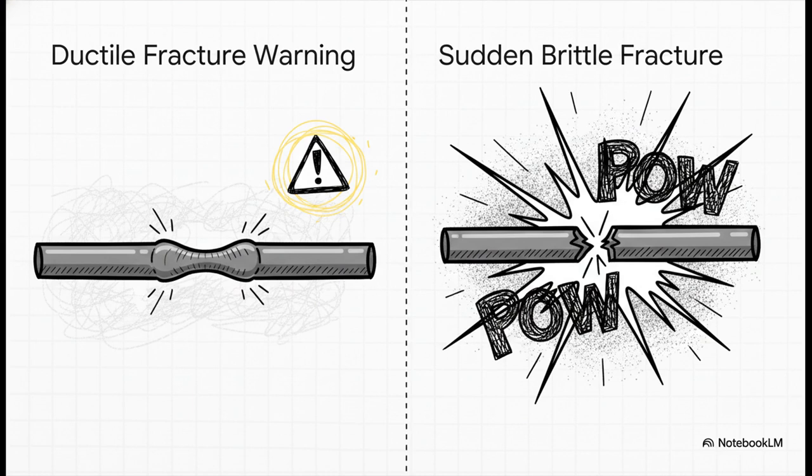A ductile failure gives you a warning. The material stretches, it gets thin, you can see it deforming. But a brittle fracture is sudden, it is catastrophic, and it happens with absolutely no warning.